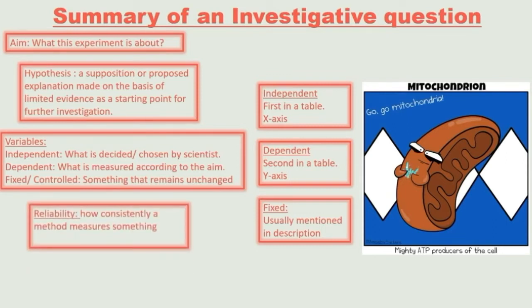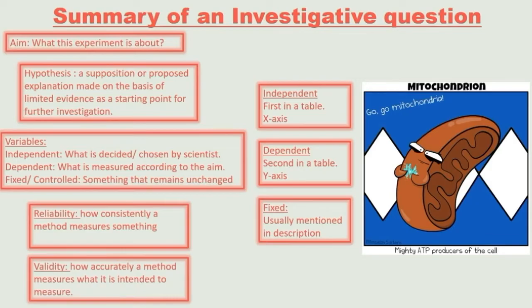Then the reliability. This is how consistently a method is measured. So that means the consistency throughout your experiment stayed the same. Then the validity. This is how accurately a method is measured. So that means if you repeat the experiment, it is done exactly the same. This will usually refer to our fixed variables, because our fixed variables will affect the validity of the experiment.